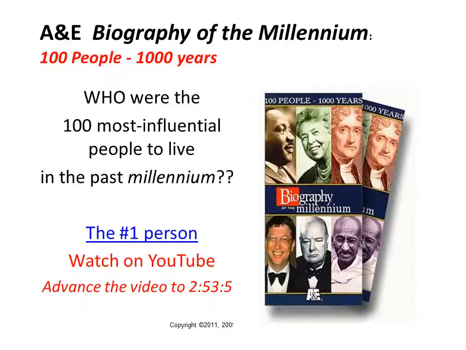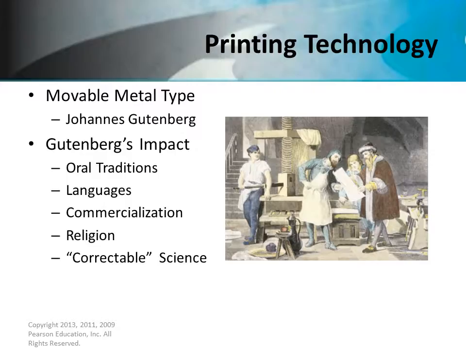And what that's going to do is to take you right to that point where the host of the show begins talking about the number one person of the millennium. And I can tell you that when we do this brainstorming activity in class in prior semesters, very, very few people have suggested who they think the number one person of the millennium was. Well, it turns out that that person is Johannes Gutenberg. Who do you say? Johannes Gutenberg, the person credited with the invention of movable metal type, which led to the invention of the printing press.